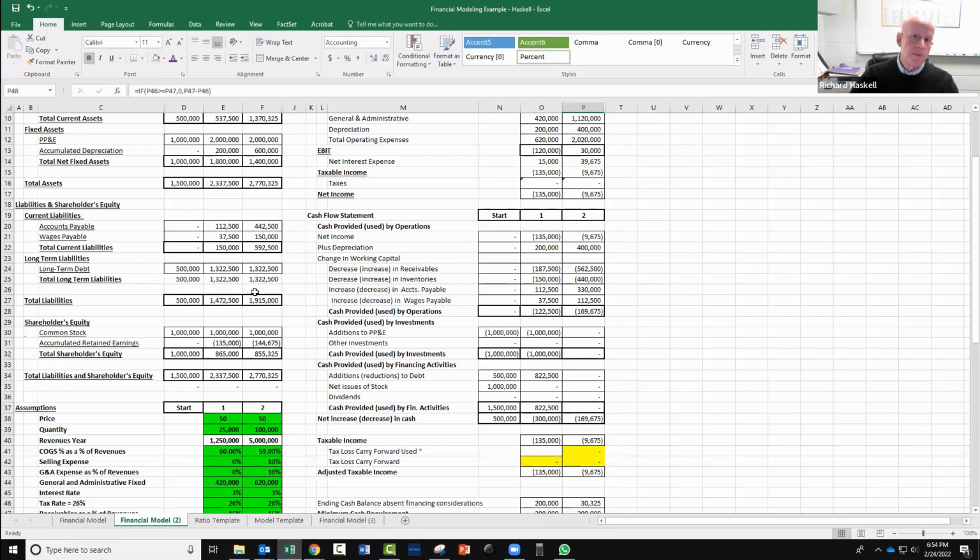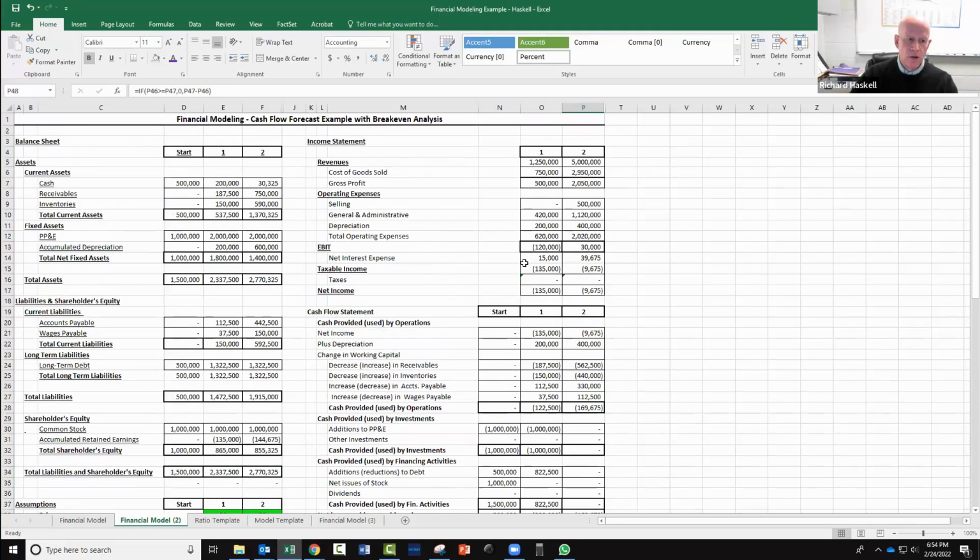So if you do something to the assumptions table that's going to affect the balance sheet, you also have to do something to the cash flow statement. Or if you do something to the assumption section that's going to affect the income statement, you then also have to replicate it on the cash flow statement and the income statement.